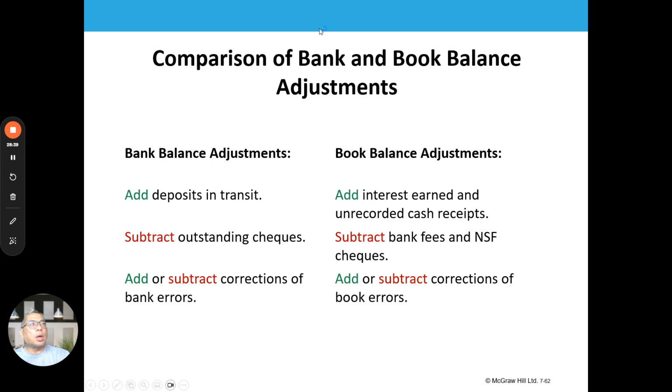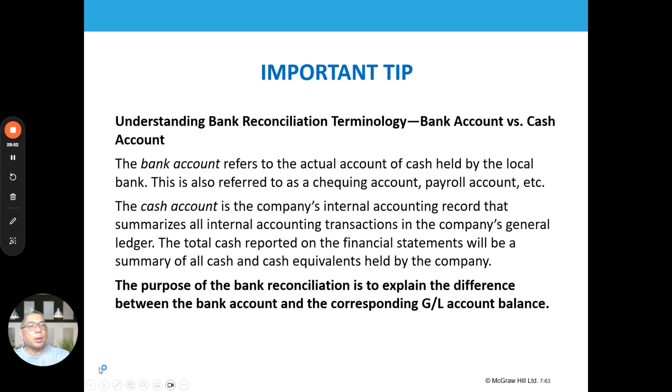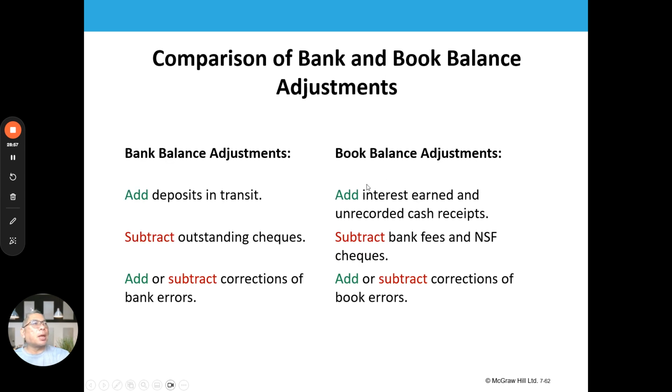We're going to do a comparison of bank and book balance adjustments. Bank balance adjustment: add deposits in transit, subtract outstanding checks, and add or subtract corrections of bank errors. That is the bank balance adjustment. In terms of book balance adjustments, oops, let me just go back here. I accidentally punched the previous slide. Add the interest earned and unrecorded cash receipts, and subtract bank fees and NSF checks. Add or subtract corrections of book errors. So that is the difference between the bank and book balance adjustments.